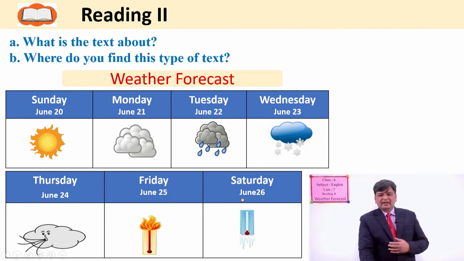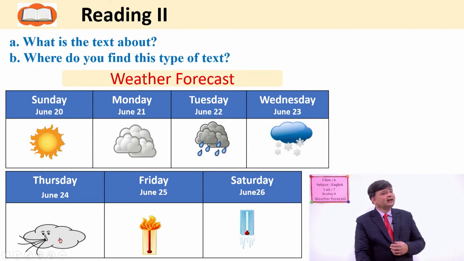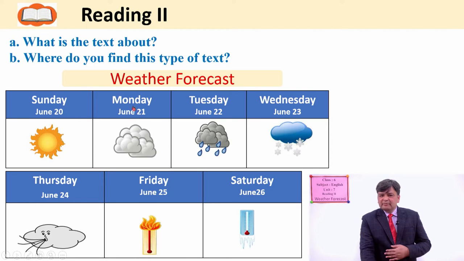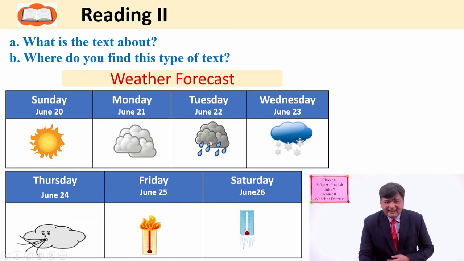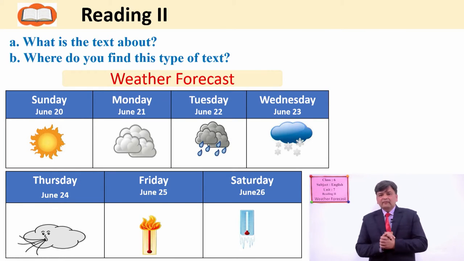The Saturday, June 26 will be cold. June 25, that is Friday, will be very hot. So June 24 will be windy, very good. June 20 will be sunny, yeah. Exactly. And June 21 Monday will be cloudy. Very good. You can see cloud in the sky. And what is it going to be on June 22? It's going to be a rainy day. Good. So you have the information about that, right?